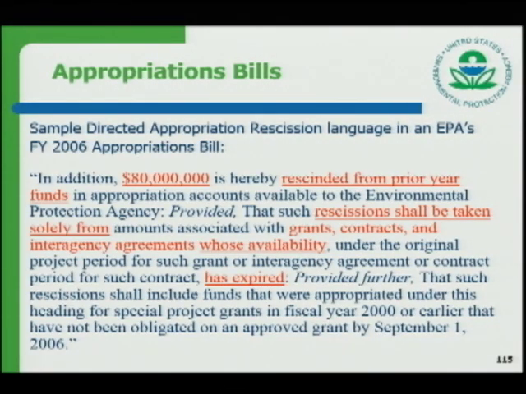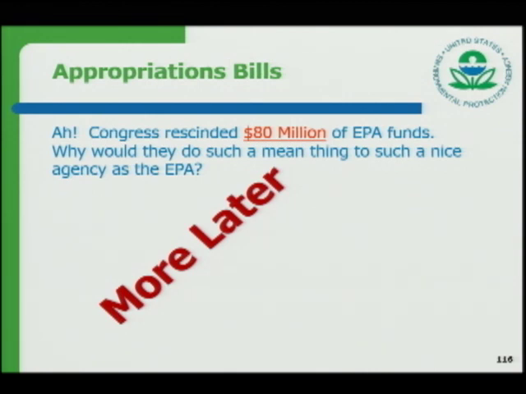Okay, so a lot of you here, we get rescissions. EPA gets rescissions every couple of bills. And so here you see, in addition, 80 million is hereby rescinded from prior year funds. And I guess you can go on and read that. But yes, Congress did at one point try to rescind, and did rescind $80 million. And that's going to be a hot topic going around the agency right now, which is the unliquidated obligations. That's what they were targeting. And we're going to mention that and target that specifically when we talk about ULOs.